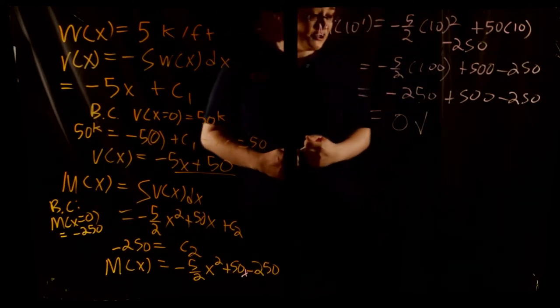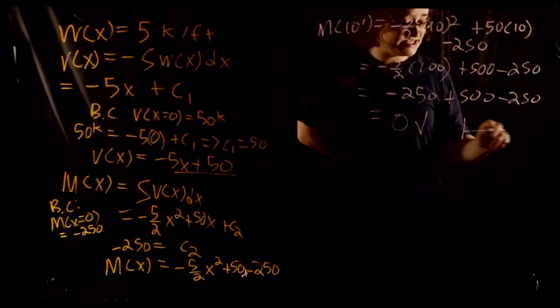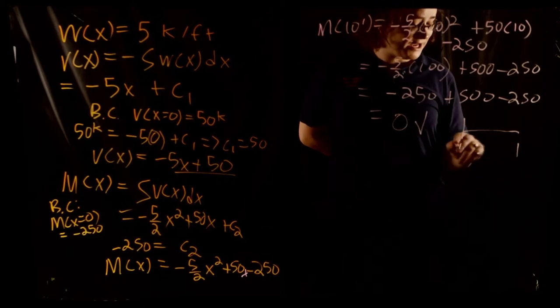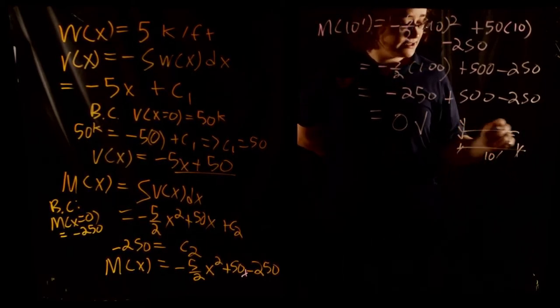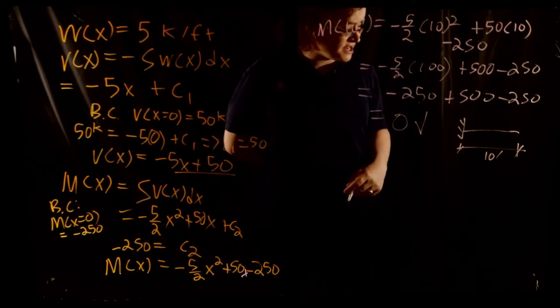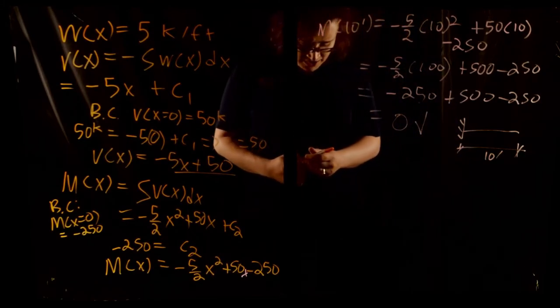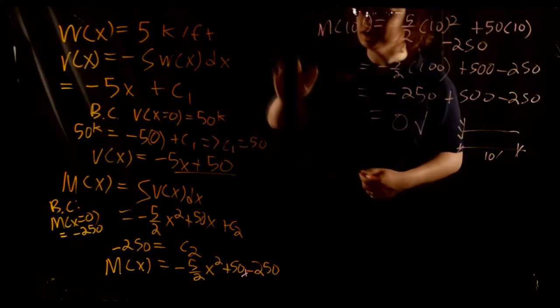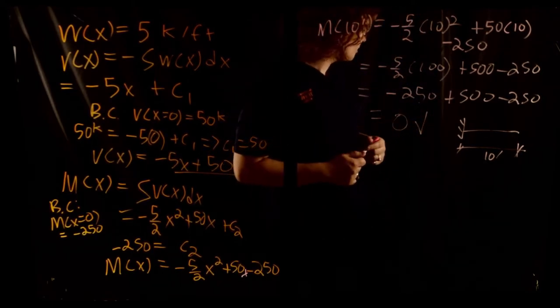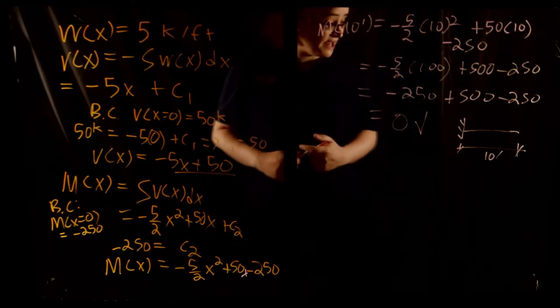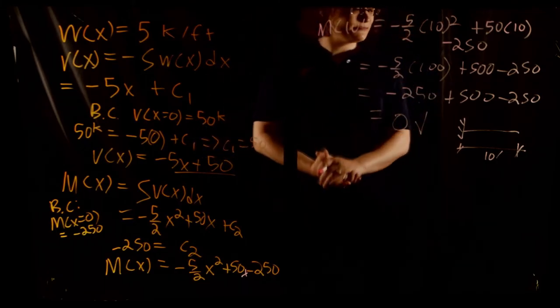And how I knew that was because this is a 10-foot long cantilever beam. At the free end, a cantilever beam should have zero shear and zero moment, simply because there is nothing to balance out the internal shear and internal moment, so it has to be zero at a free end. Okay, questions on this problem?